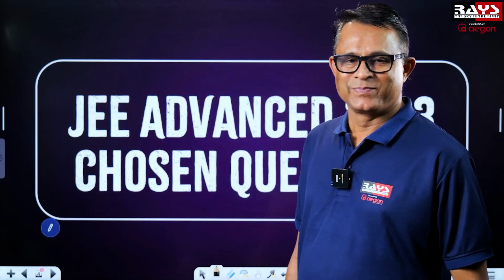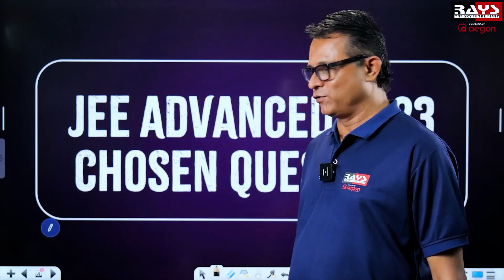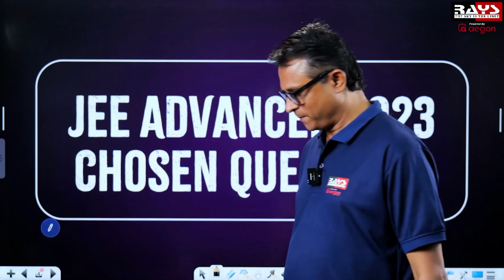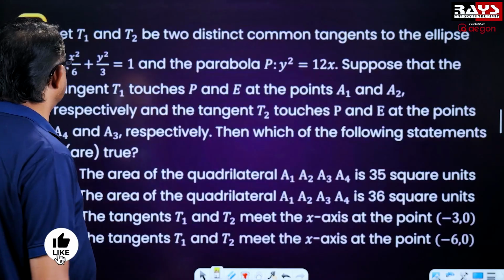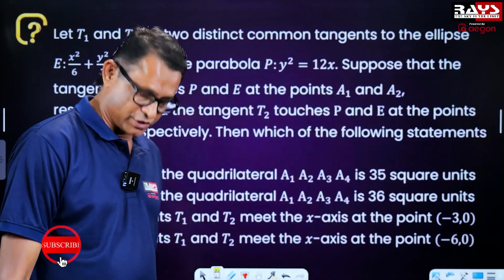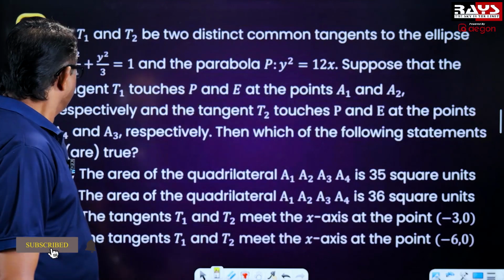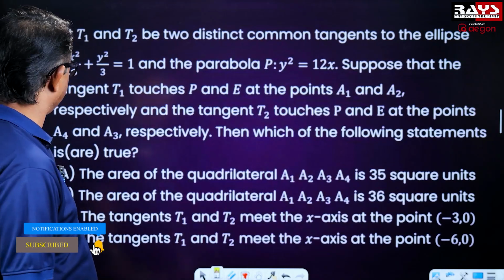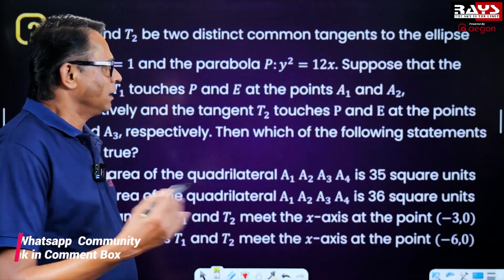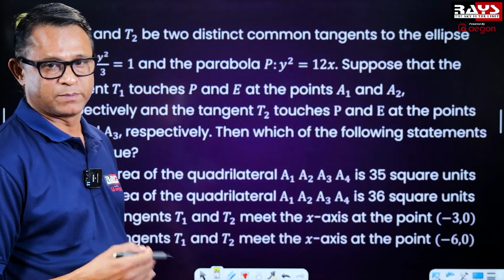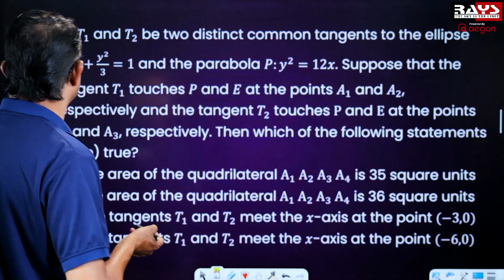Hello students, we are discussing JEE Advanced 2023 questions. We will see the question. Now this is a question from conics. It's actually a simple question only. It's a usually repeated question. Such types of questions, this concept is getting asked frequently.